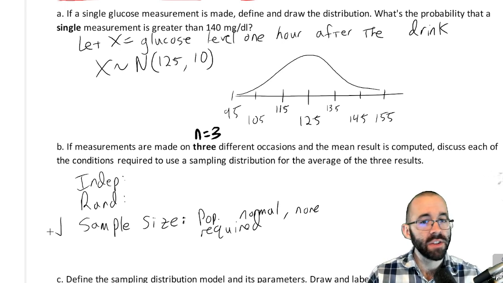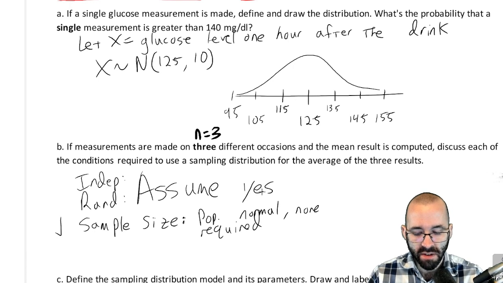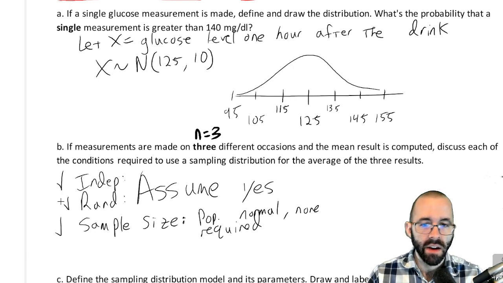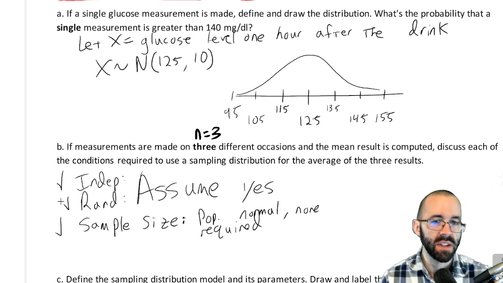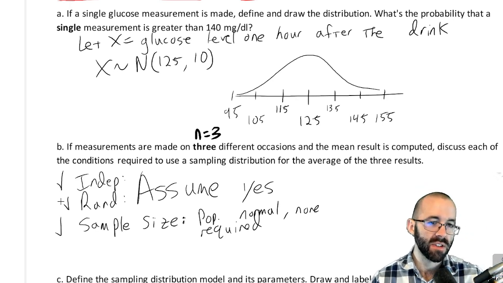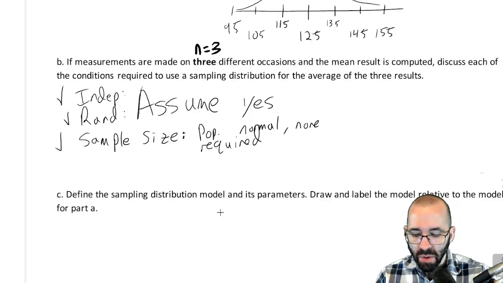Are these measurements independent of each other? Are they randomized? It's not really clear. We're just going to assume yes. All right, in general, I'll try to be very clear about when you can assume these or not. You can always ask me if you have questions too. All right. Yeah, it looks like we can use it.